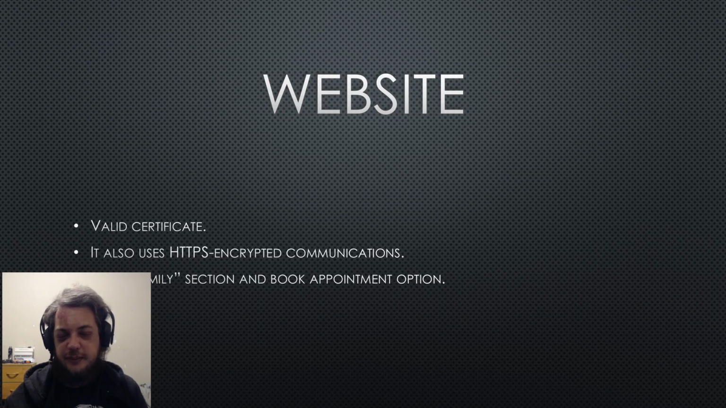In the case of the website, investigations reveal that it has a valid certificate and it uses HTTPS encrypted communications. This is of course good, as it means that all network traffic between the site and the user is encrypted and difficult to intercept. However, the Our Family section and book appointment option does also include a certain amount of information about doctors and their history, which could potentially be used in something like a social engineering attack or a phishing attack.